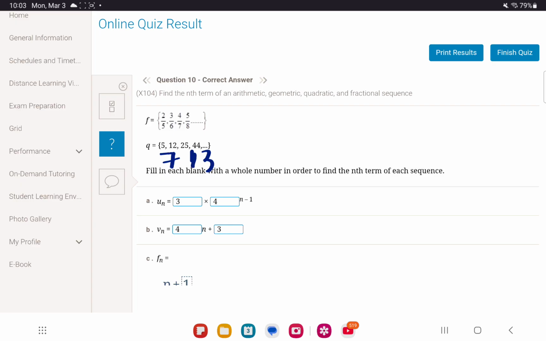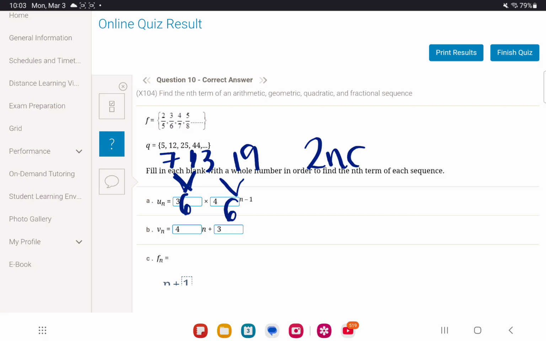So now we look for whether it's quadratic, linear, or cubic. How do we know if it's any of these? Let's go for quadratic first. Quadratic is if you subtract these, and then 44 minus 25 is 19. If you subtract them, you get the same number, so the second common difference is the same. So 13 minus 7 is 6, and 19 minus 13 is also 6.